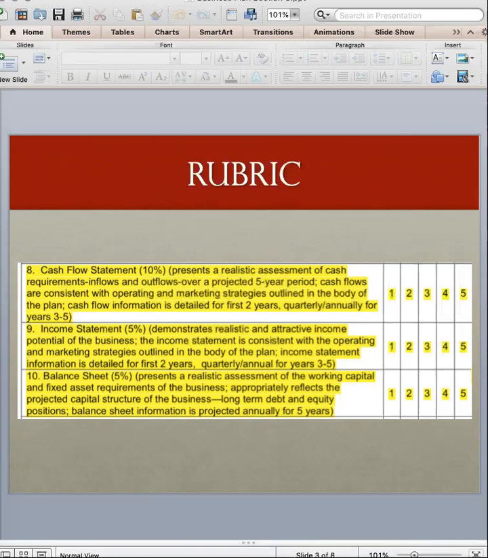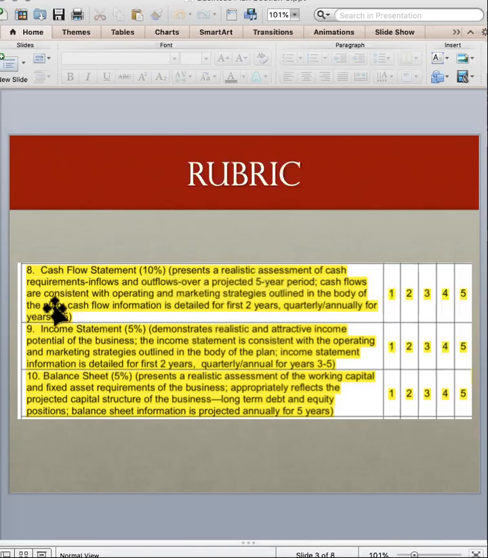The balance sheet, or point 10 on the rubric, needs to present a realistic assessment of the working capital and fixed asset requirements of the business. It needs to appropriately reflect the projected capital structure of the business and show long-term debt and equity positions. Again, you need numbers for at least 3 years here.